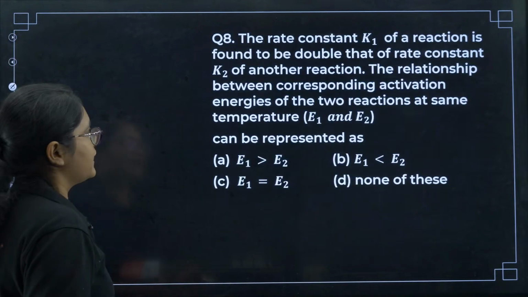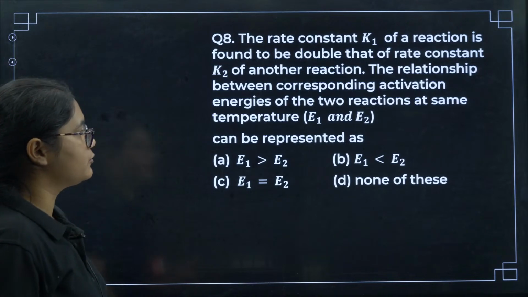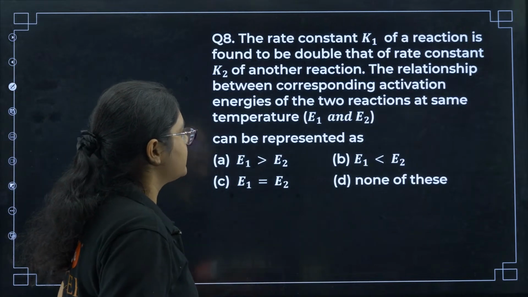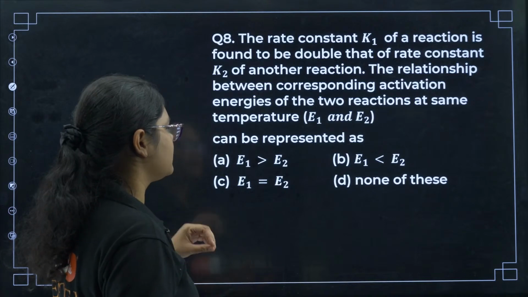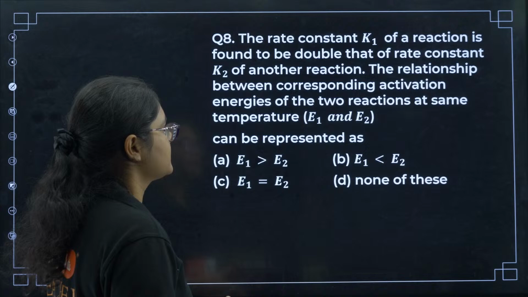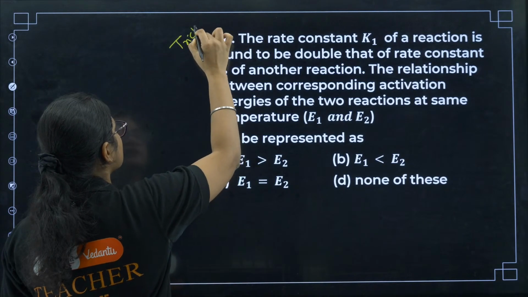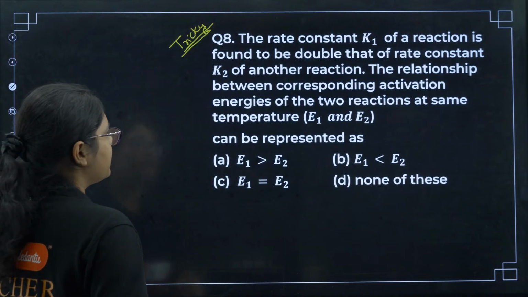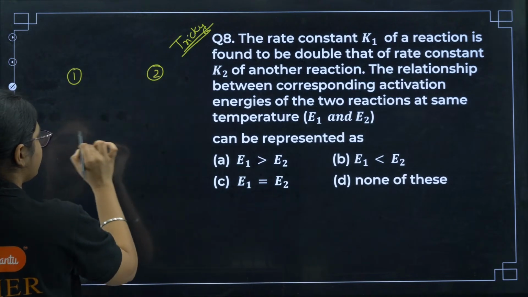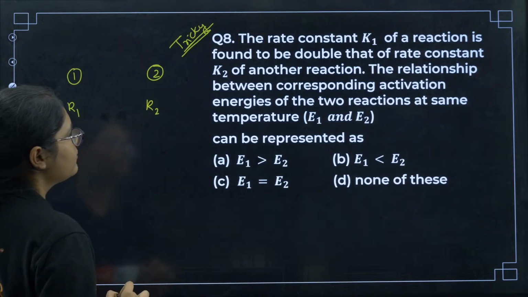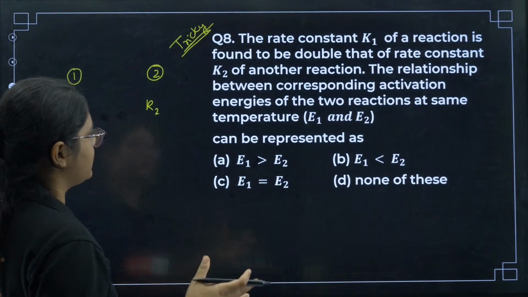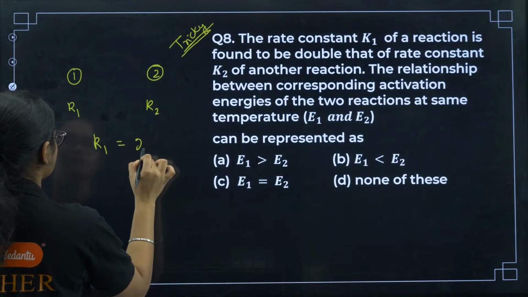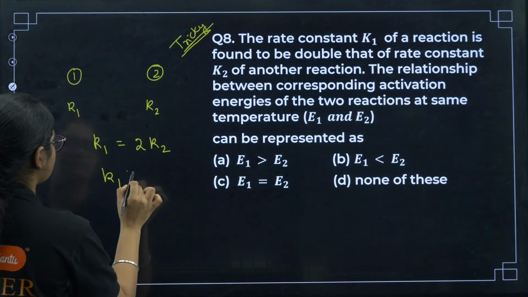Clear? Next, the rate constant K1 of the reaction is found to be double that of the rate constant K2 of another reaction. The relationship between the corresponding activation energies of the two reactions at the same temperature can be represented as. So this is also a very tricky question. Please think about this one. We have one reaction and a second reaction. Its rate constant is K1, its rate constant is K2, and K1 is found to be double K2, meaning K1 is equal to 2 times K2. That means I can say that K1 is greater than K2.